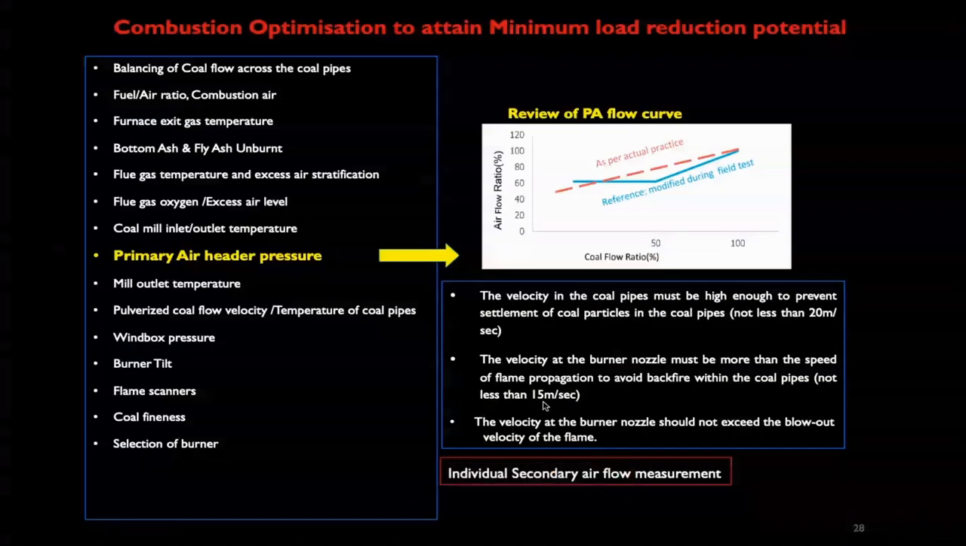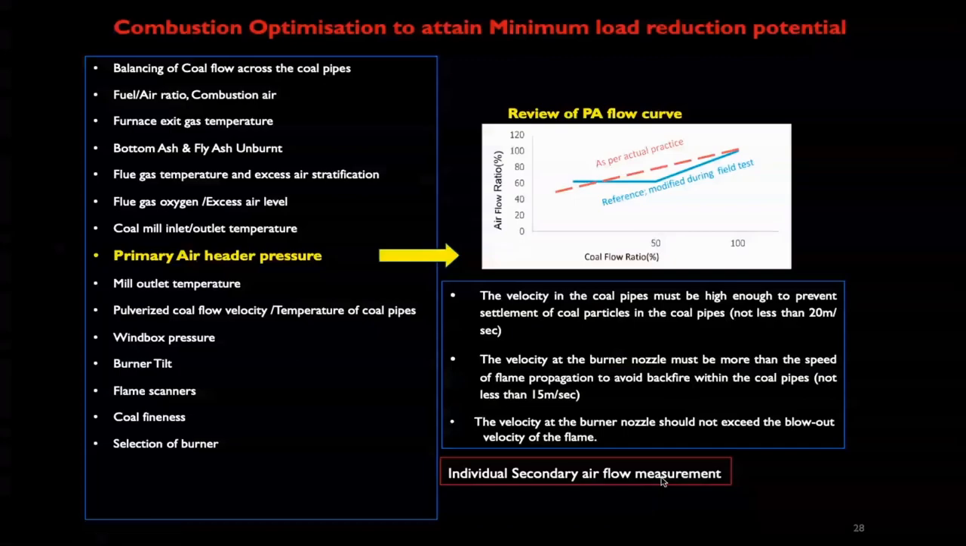Another thing that we saw there, that while bringing down the load to 40%, in almost all the cases, we had seen that the wind box pressure was coming down to almost zero. And that means we didn't have individual secondary flow measurements. This is also very important. Then only you'll be able to optimize the secondary airflow.